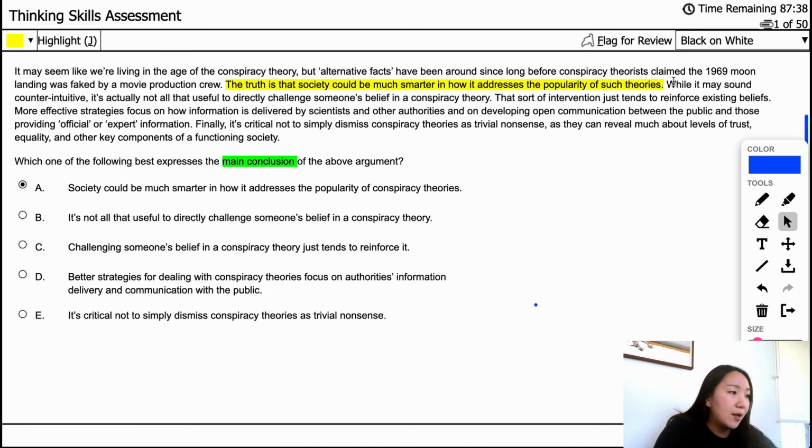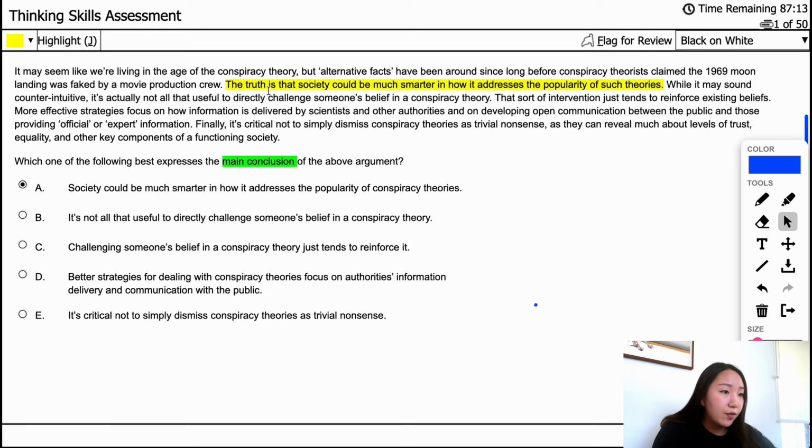While it may sound counterintuitive, it's actually not all that useful to directly challenge someone's belief in a conspiracy theory. That sort of intervention just tends to reinforce existing beliefs. More effective strategies focus on how information is delivered by scientists and other authorities, and on developing open communication between the public and those providing official or expert information. Finally, it's critical not to simply dismiss conspiracy theories as trivial nonsense, as they can reveal much about levels of trust, equality, and other key components of a functioning society.